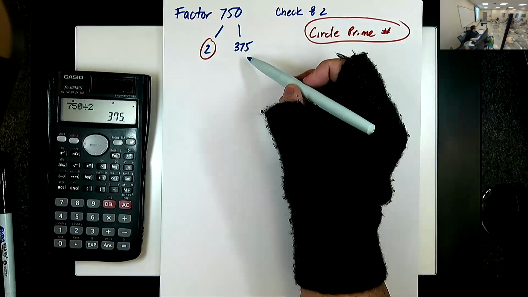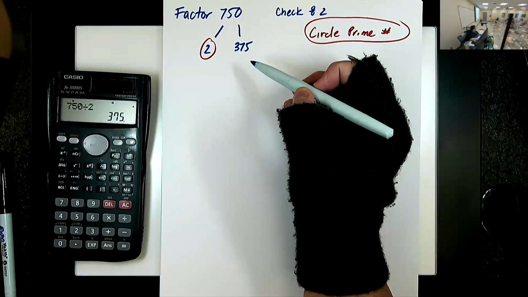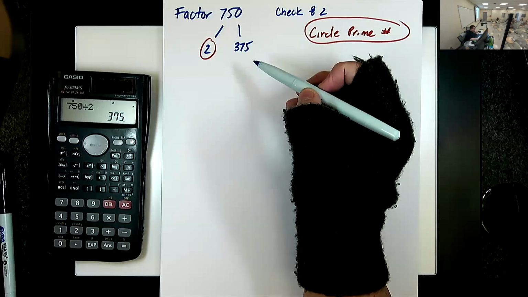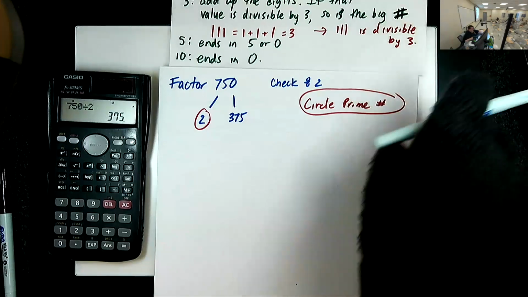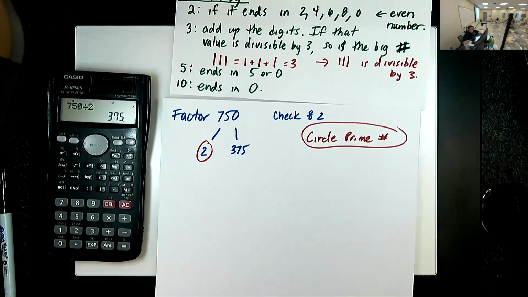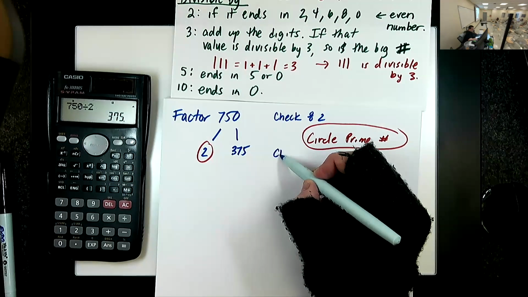Can I divide 375 by 2? If we look at our rules, to divide by 2, we need it to end in a 2, 4, 6, 8, or 0. And it doesn't. It ends in a 5. So we can't do the 2 anymore. We're done with the 2. Next, we'll check 3.